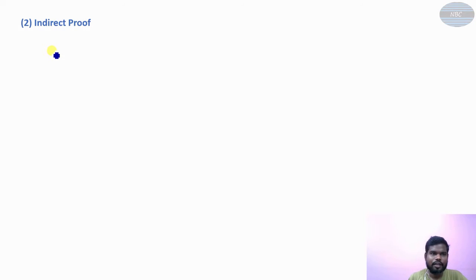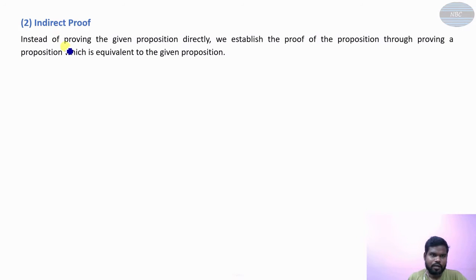In this lecture, we'll study the second type of proof, called indirect proof. Instead of proving the given proposition directly, we establish the proof of the proposition through proving a proposition which is equivalent to the given proposition. Suppose P is a proposition. Instead of proving P directly, we try to prove a proposition Q which is equivalent to P. When we prove Q, then indirectly we are proving P. So that is called indirect proof.